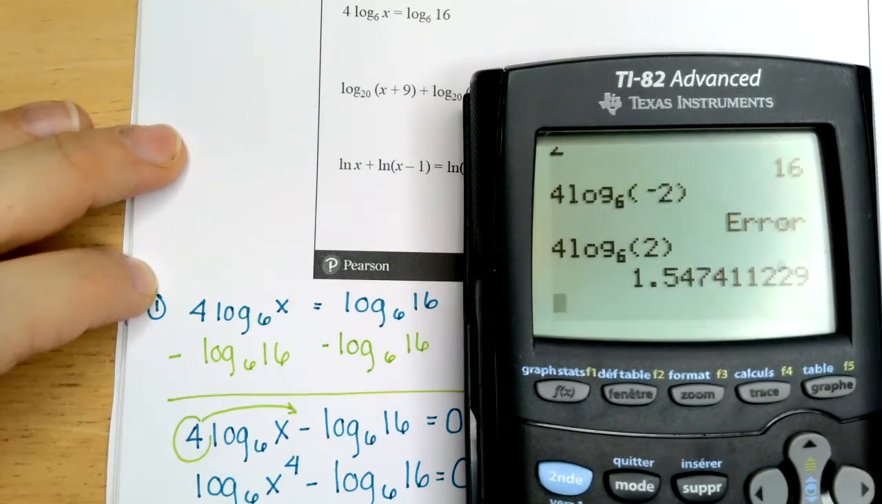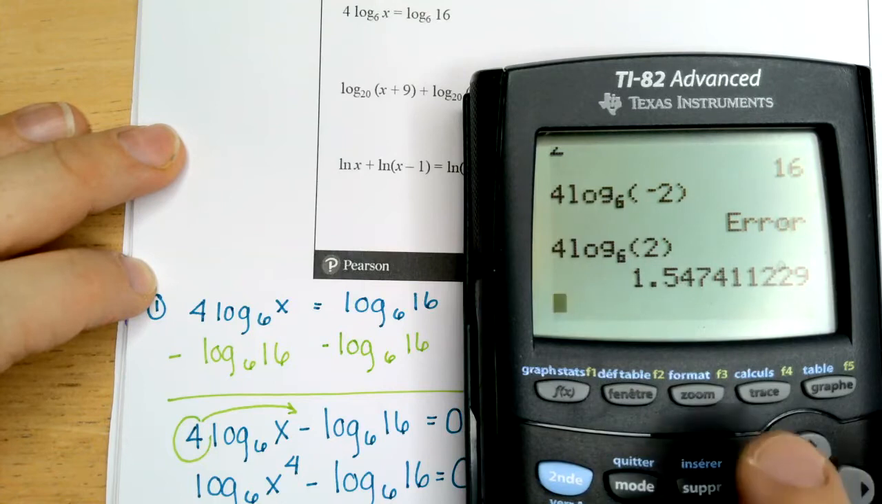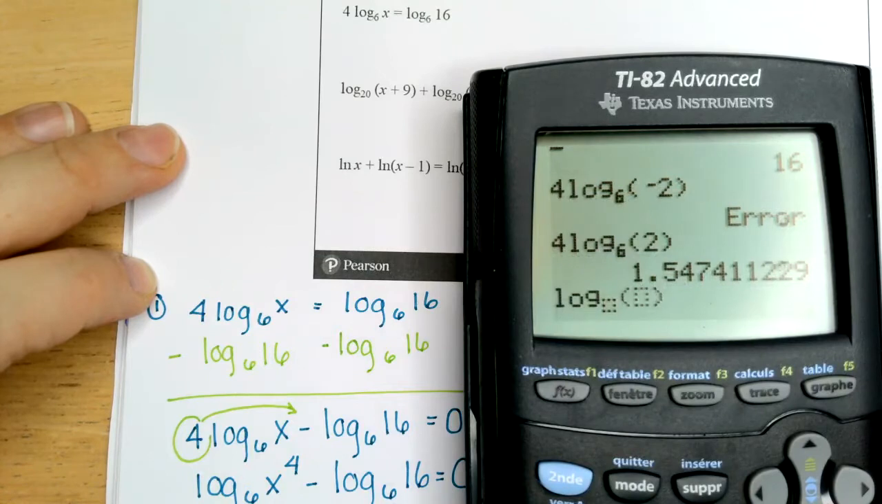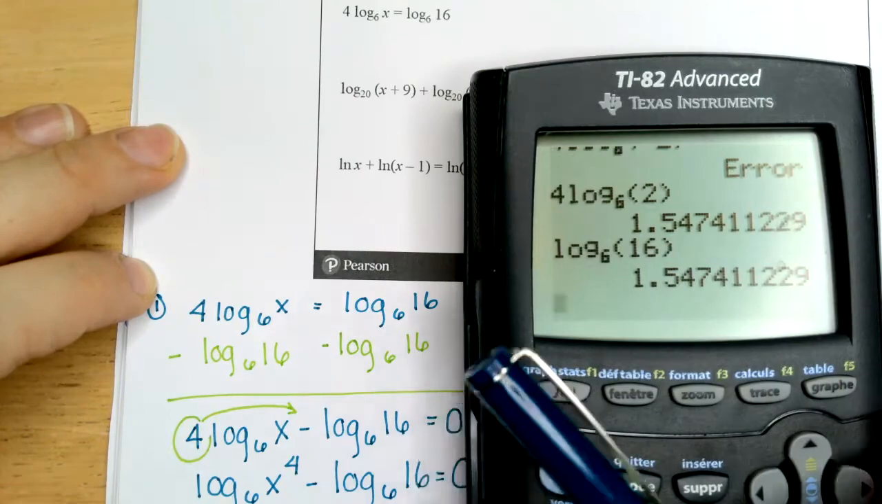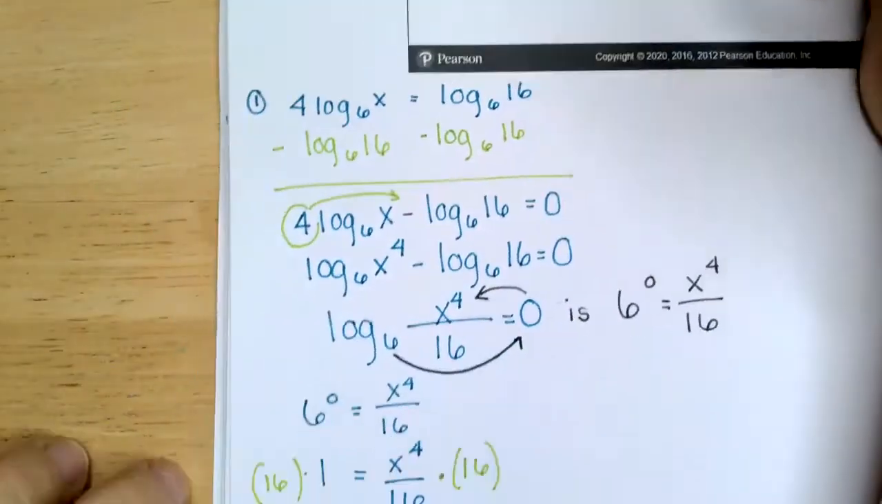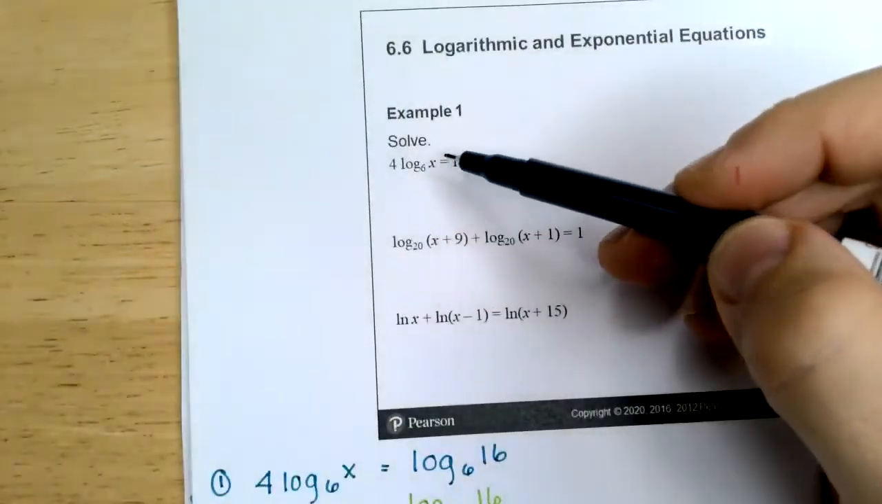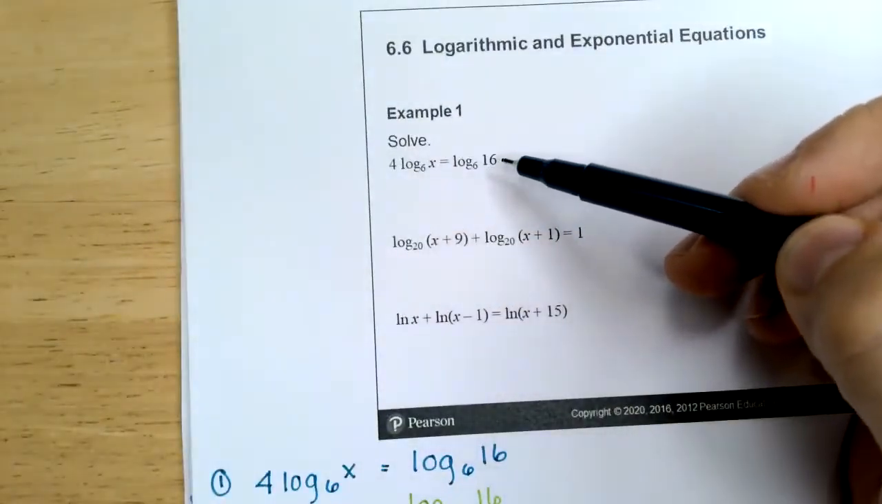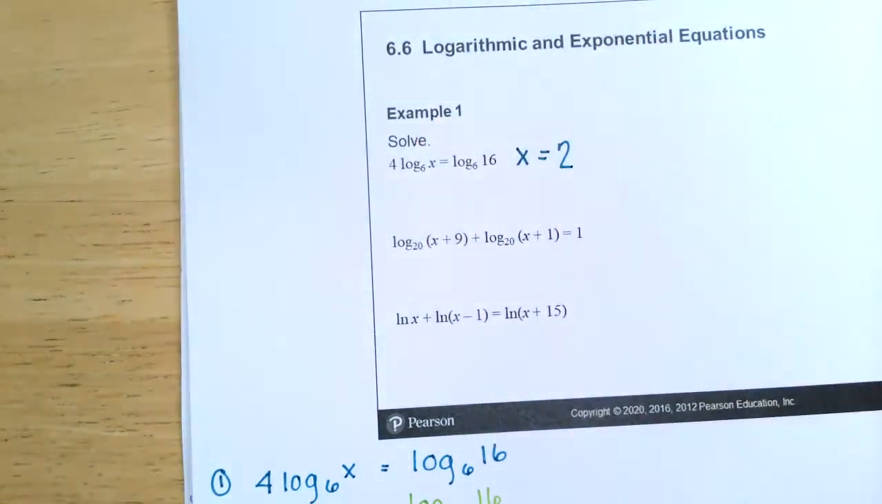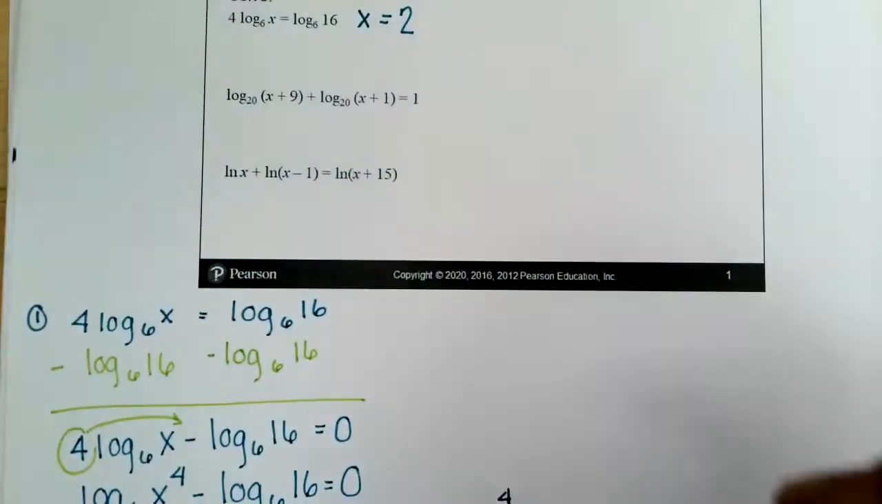4 times the power of log base 6 of 2 is that. And then is that the same as log base 6 of 16? Yes. And that makes sense because remember, we can always move that 4 up here. So 2 to the fourth power is 16. So that makes sense. So x is 2 for the first one. Let's look at the next one.